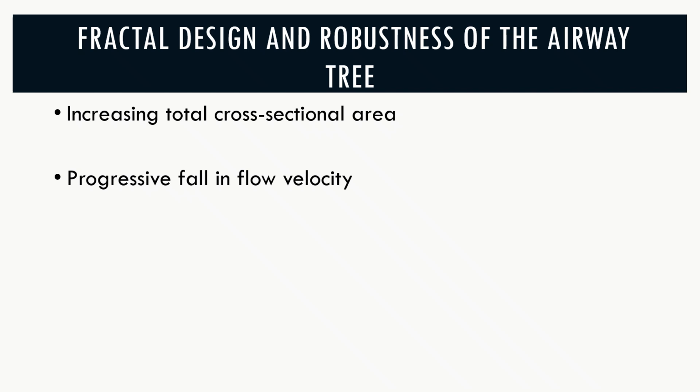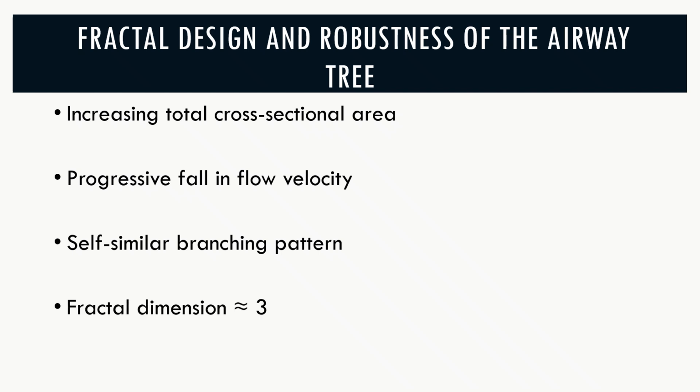Airway tree exhibits a self-similar branching pattern characteristic of fractal geometry with a fractal dimension close to 3, allowing efficient space filling. Although airway dimensions approach mathematical optimization, the final structure is modified to favor biological robustness rather than strict optimality.